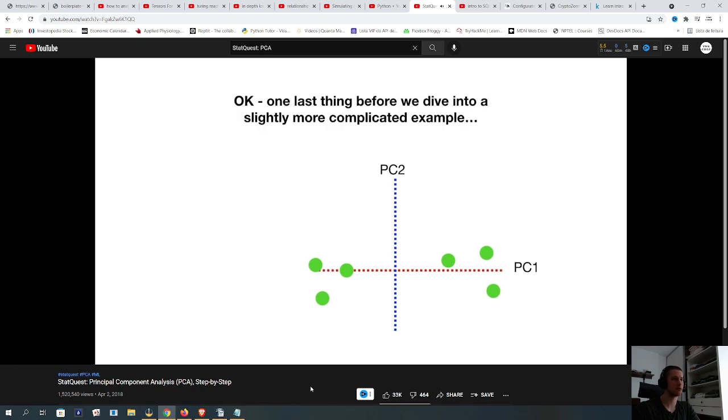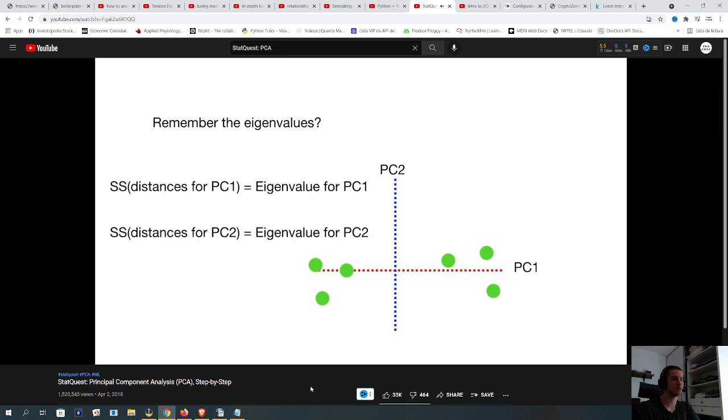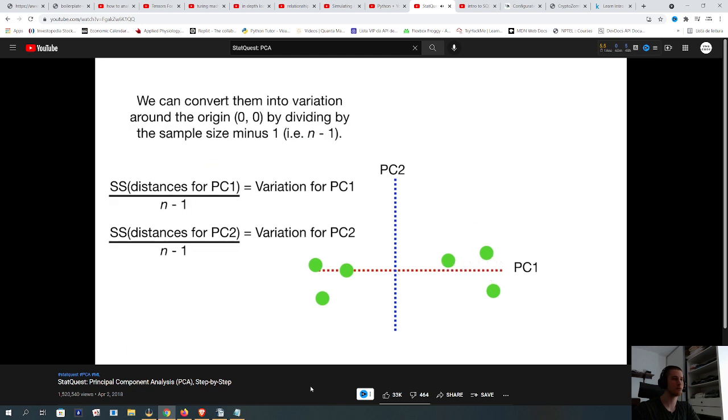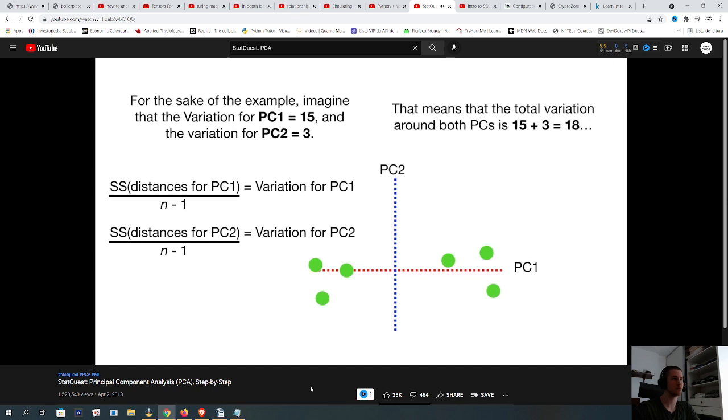Okay, one last thing before we dive into a slightly more complicated example. Remember the eigenvalues? We got those by projecting the data onto the principal components, measuring the distances to the origin, then squaring and adding them together. We can convert them into variation around the origin by dividing by the sample size minus 1. For the sake of this example, imagine that the variation for PC1 equals 15 and the variation for PC2 equals 3. That means that the total variation around both PCs is 15 plus 3 equals 18.